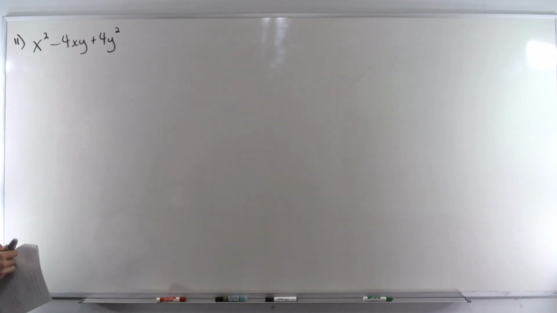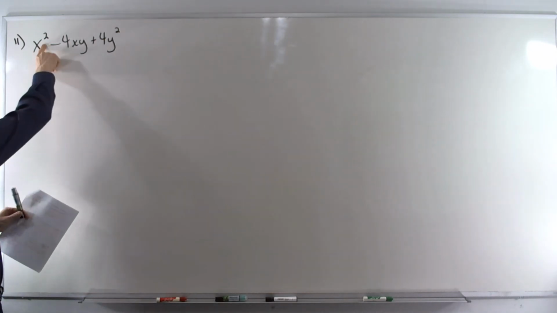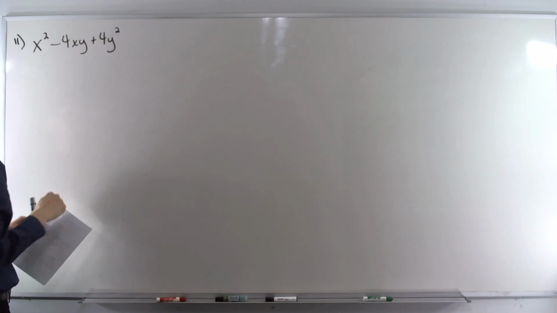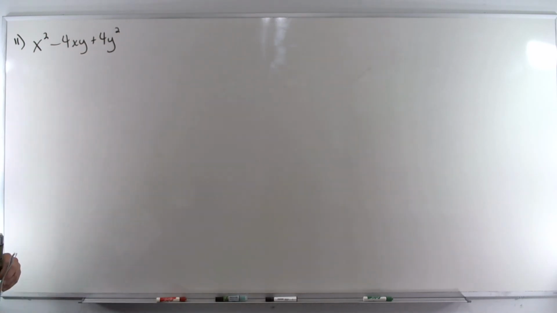So we've got a trinomial here. Looks like we have some perfect squares here. X squared is a perfect square because the exponent is even. Same here, 4 is a perfect square. So it looks like we may have a perfect square trinomial.